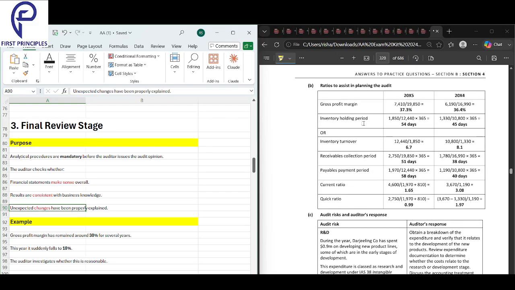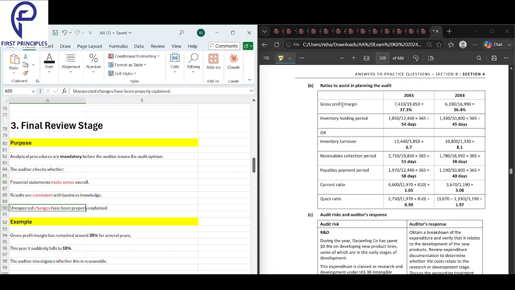Next, we have inventory holding period. You do inventory by cost of goods sold into 365. So that 45 days has now become 54 days. That means our goods are selling slowly. How do you find it? Inventory divided by COGS into 365. So you'll get your inventory holding period.